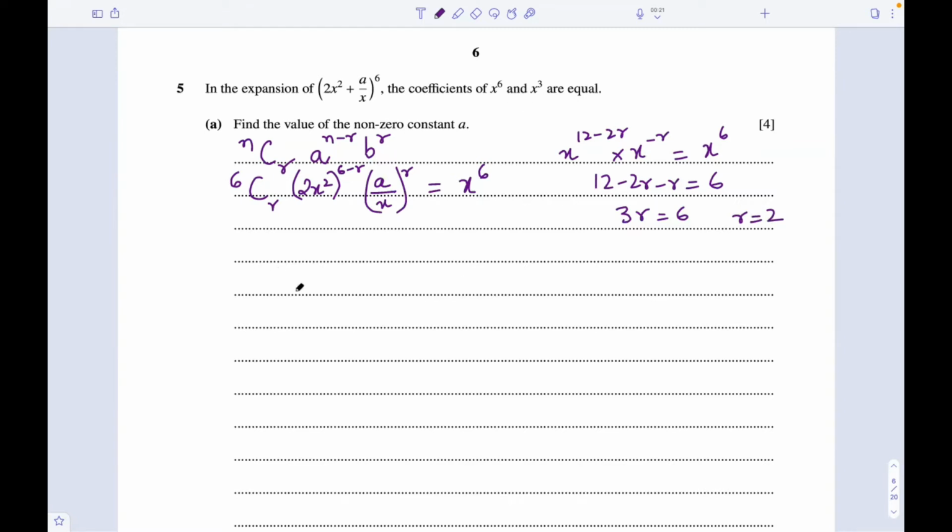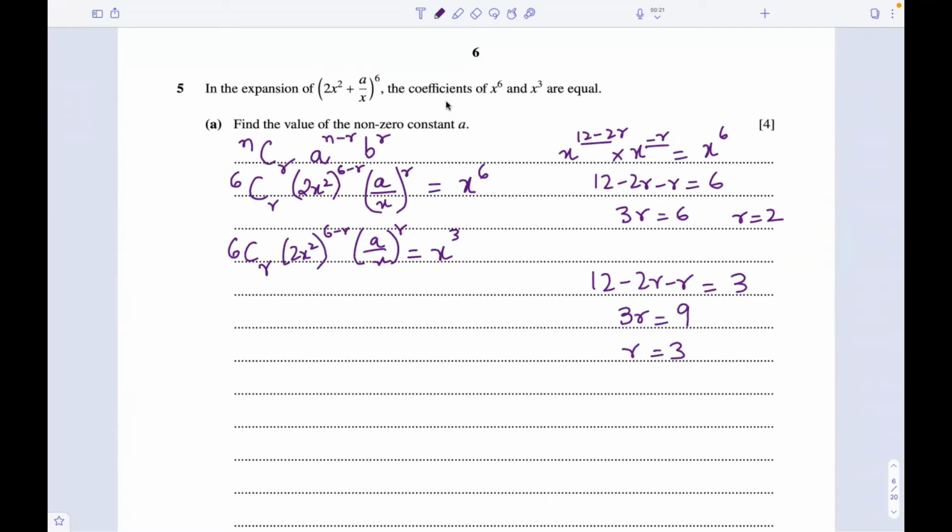For x cube, we'll use the same formula. This will become 6cr times 2x squared to the power 6 minus r, times a upon x to the power r. And now in this case, we are looking for x to the power 3. So using the same powers, we have 12 minus 2r minus r, and this must simplify to give us 3. Solving this, we get 3r is equal to 9 and r is equal to 3. So using r equals 2, we'll get x to the power 6, and using r equals 3, we'll get x to the power 3.